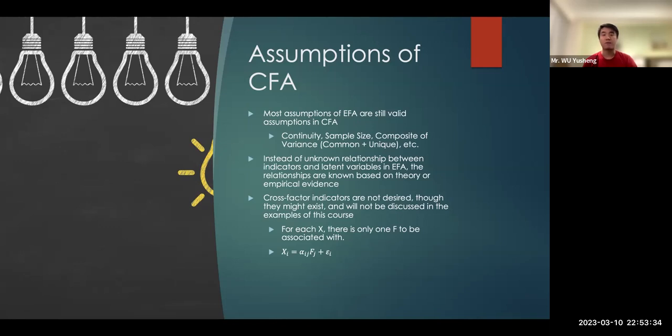Like we mentioned before, in EFA, we have no previous knowledge about the relationship between indicators and latent variables. So we have to construct something to build a certain structure. We need to select a set of Xs to measure the latent variables. After that, we use Cronbach's alpha to test whether such an establishment is good or bad. And often we can find some cross-factor indicators, which means an indicator X can reflect multiple different factors, different latent variables. But in CFA, that is not the case. At least we do not desire to see one X reflect two different constructs. So in this case, we see the equation here: one X only reflects one factor, one latent variable.